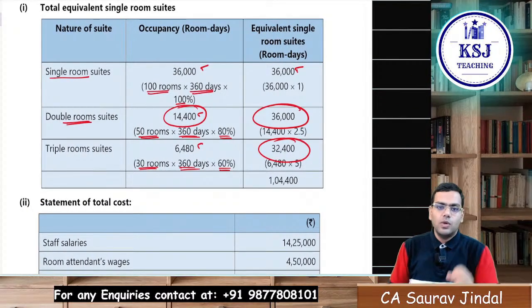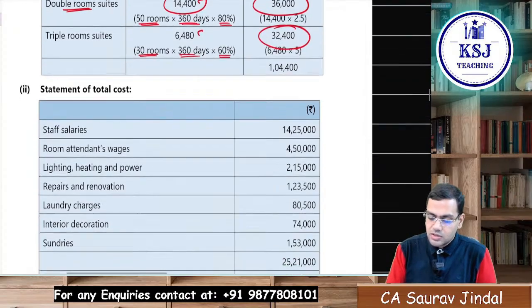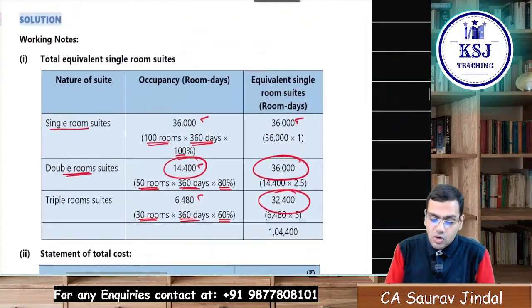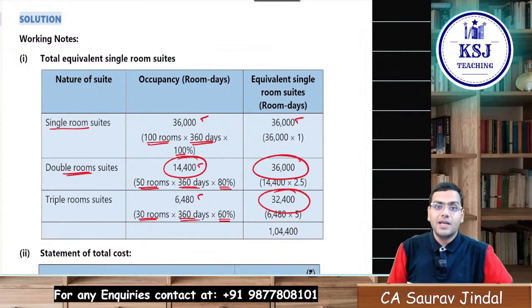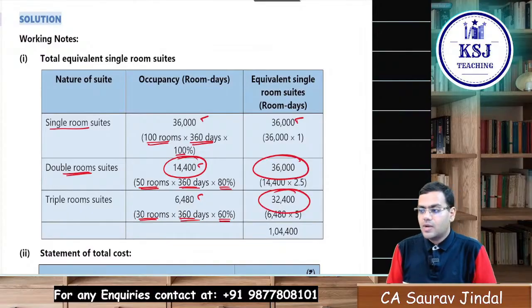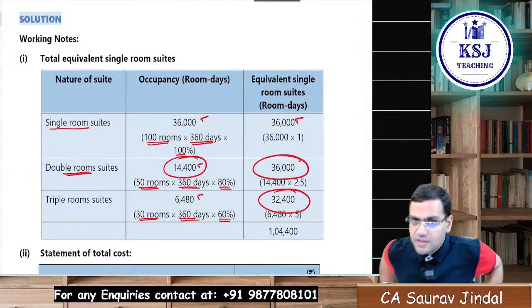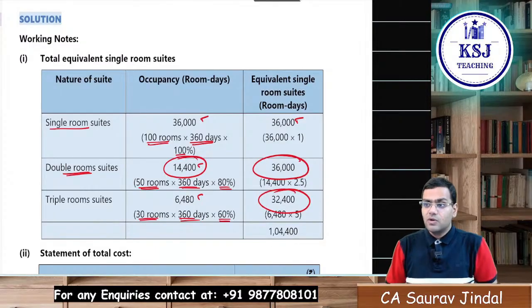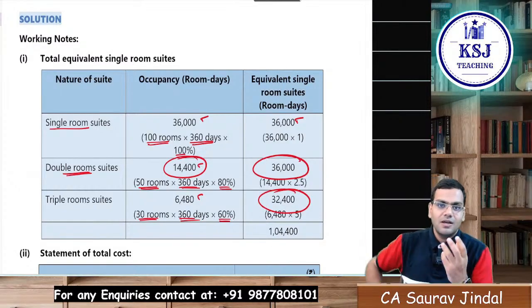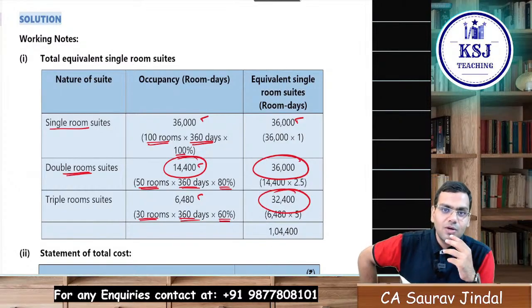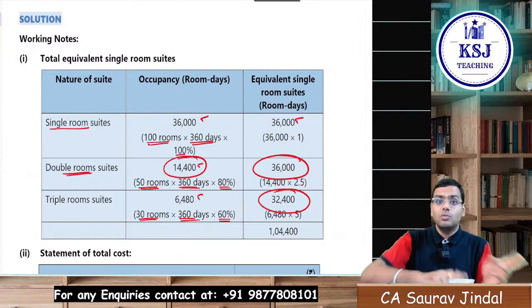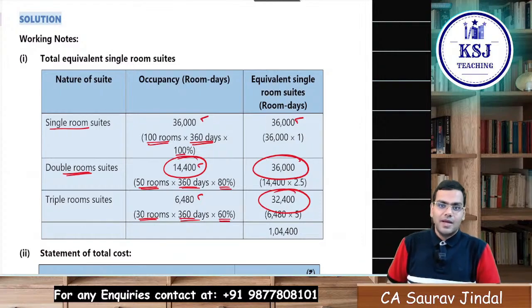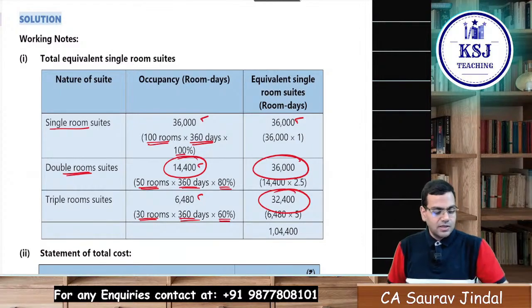Why have we converted into a single room? Because all the cost is given as common, sir. The cost is not given for the individual category of the rooms. So that is why we have converted everything into single room. You can convert it into double room also. If you don't want to convert into single rooms, you can convert it into double room, then you will have to convert the single room into double room. You will have to do the conversion, sir. You can convert it in any room.